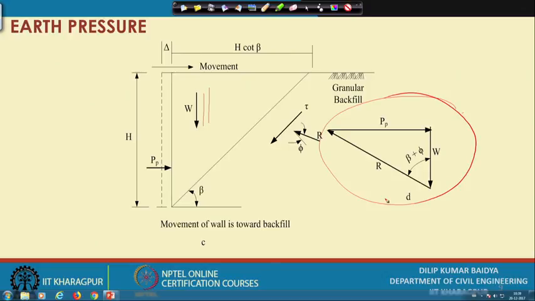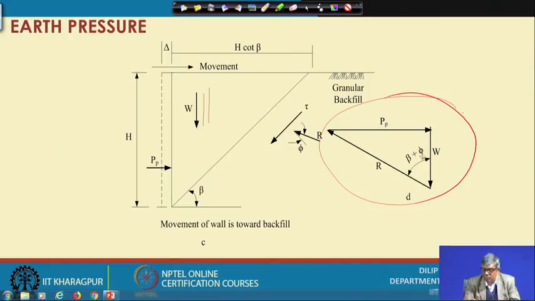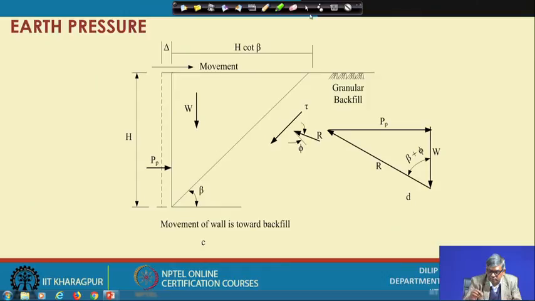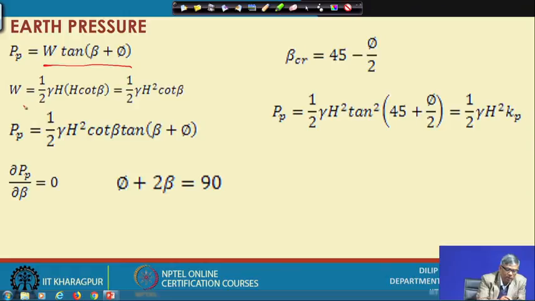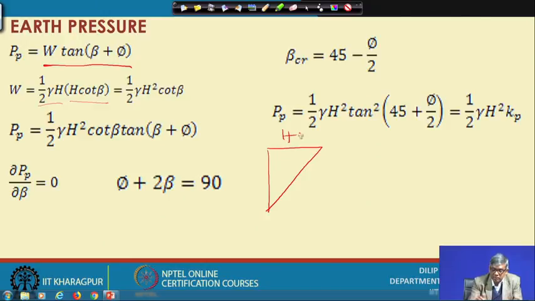Now, from this force polygon you can also find P P in terms of W and beta plus phi. Similarly to the last one we have done, P P equals W tan beta plus phi, and W again you know is half gamma h squared cot beta. That is also geometry. So, this is one h squared cot beta and this is h. And this angle is taken as beta, like the active case.